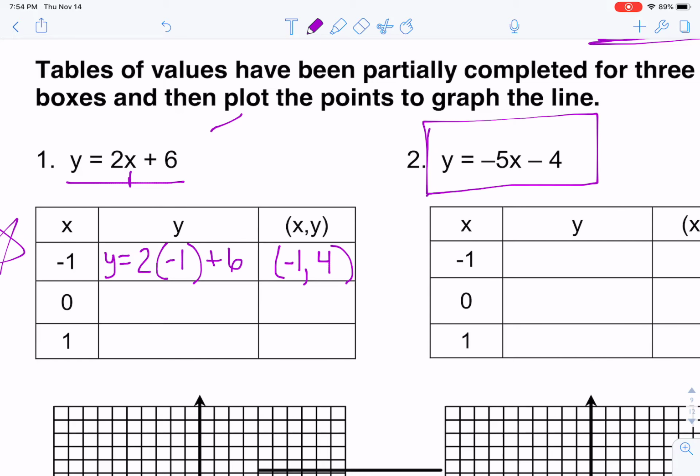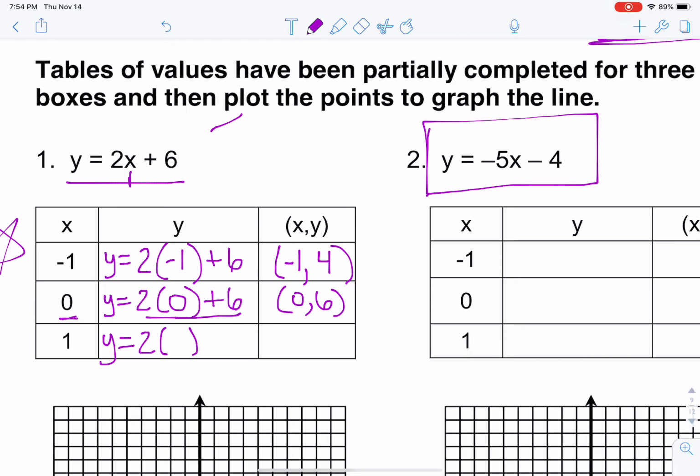So I'm going to do that 2 more times with different numbers for x. I'm going to write y equals 2 times 0 this time, plus 6. So my x value is 0, 2 times 0 is 0, plus 6 is 6. So I'm getting ordered pairs every single time. Now I'm going to do y equals 2 times 1 this time, plus 6, and 2 times 1 plus 6 gives me 8. So now I have 3 different ordered pairs that I can put on my coordinate plane.